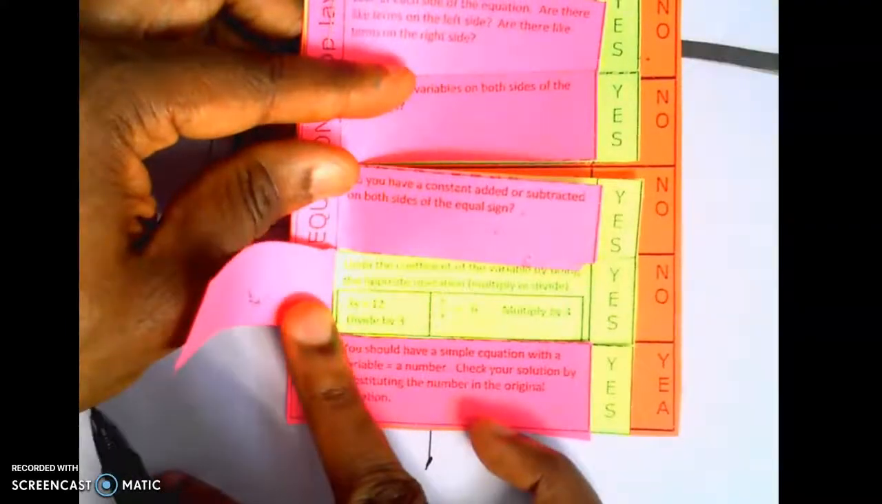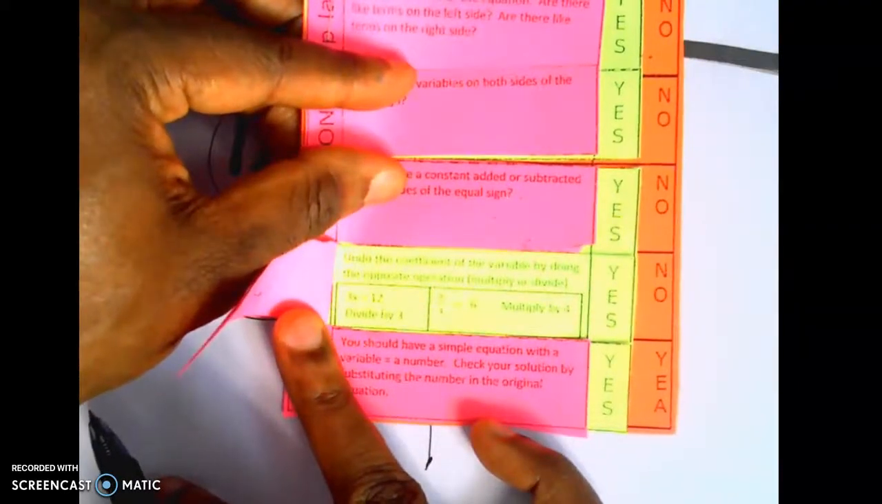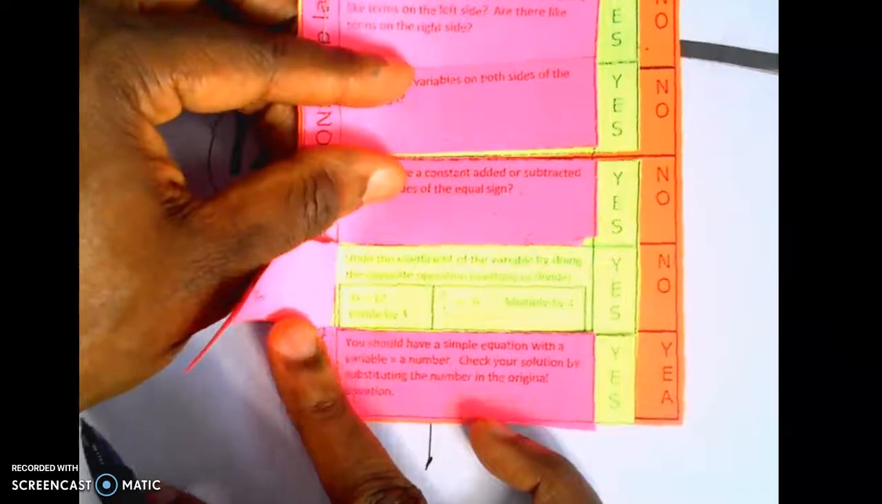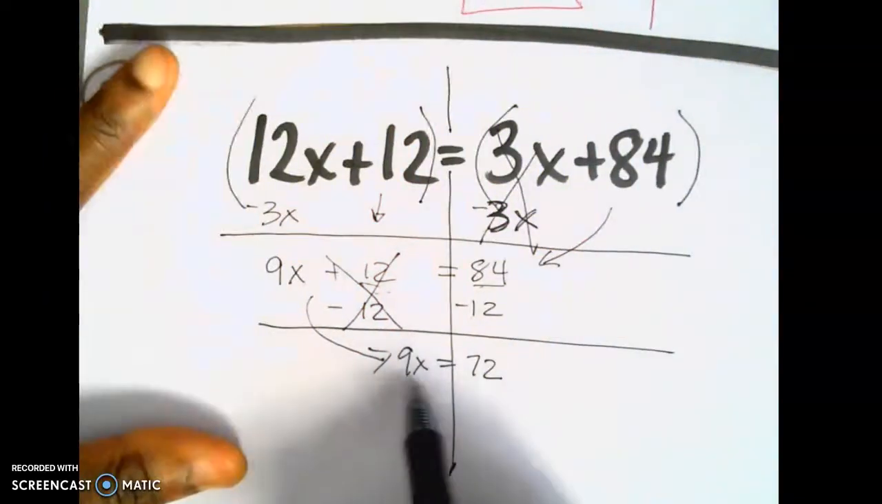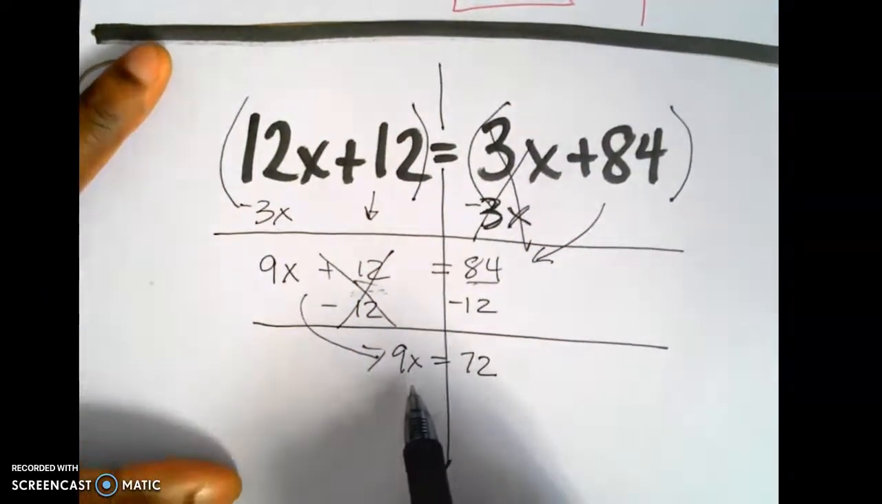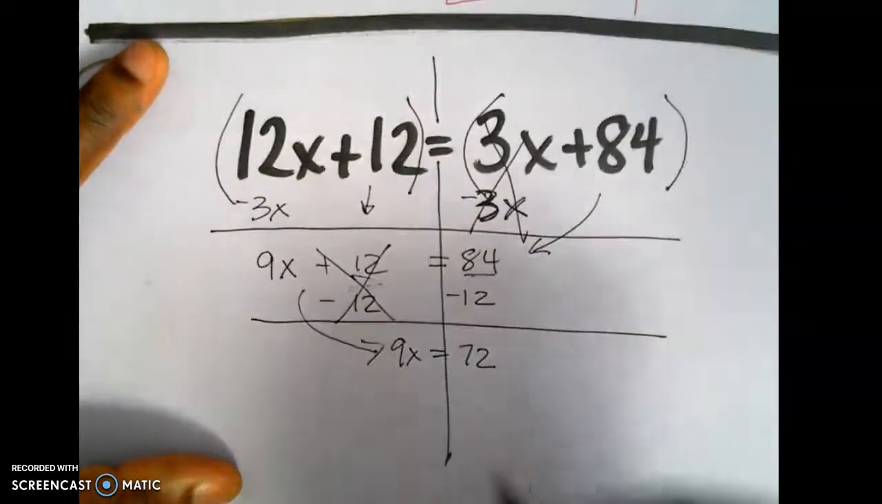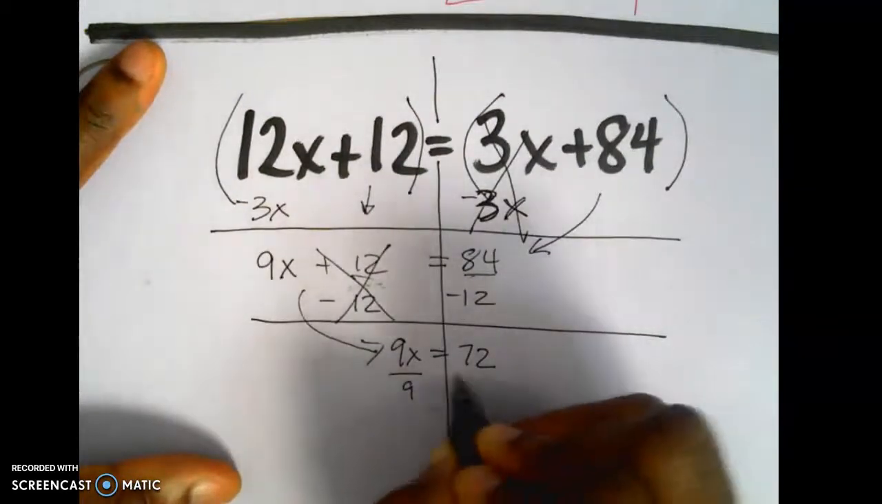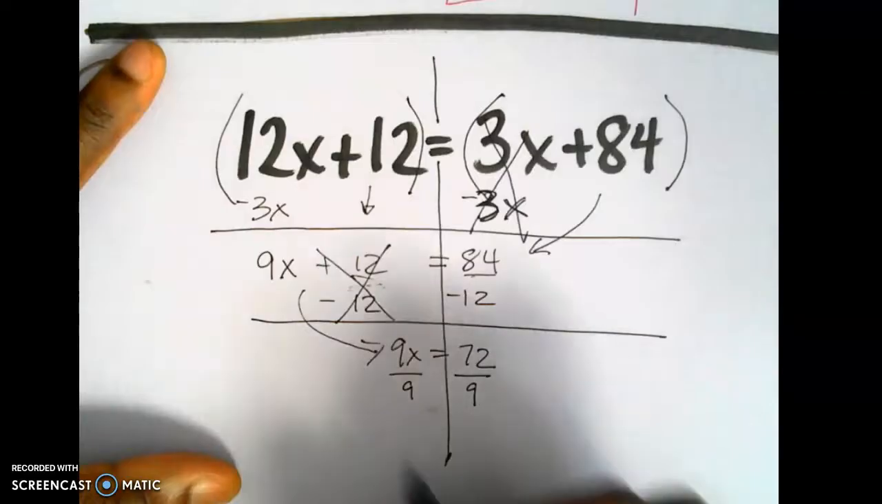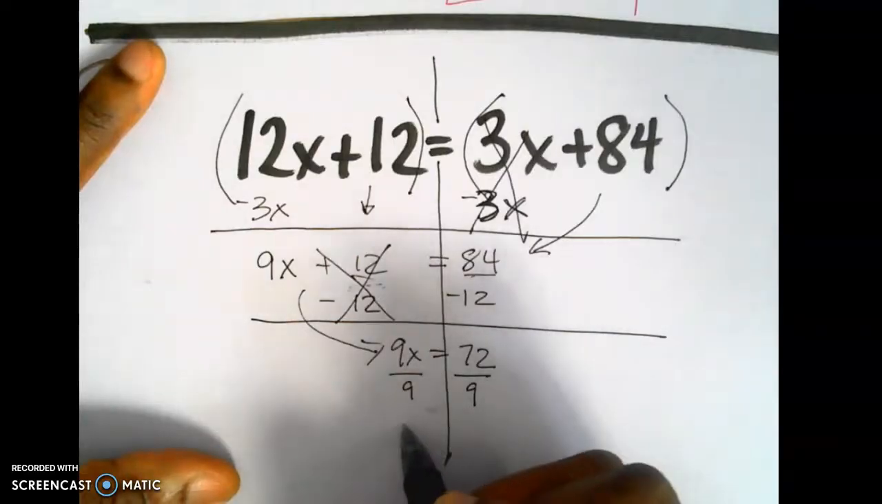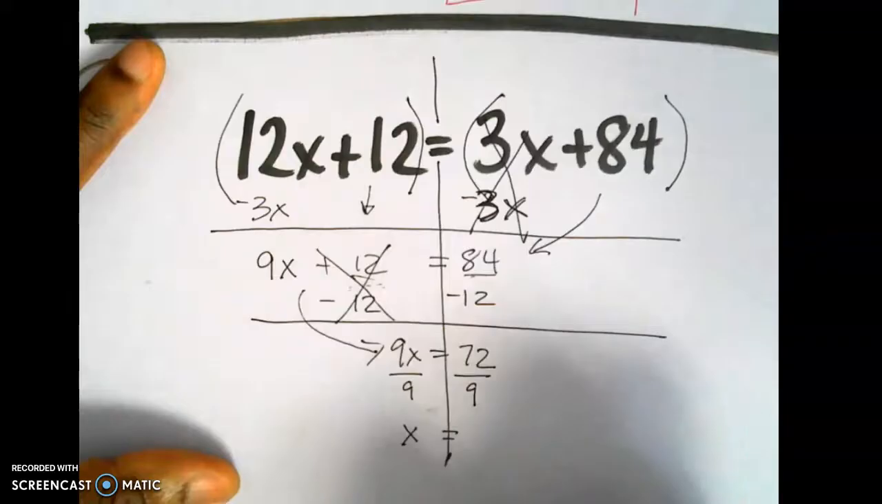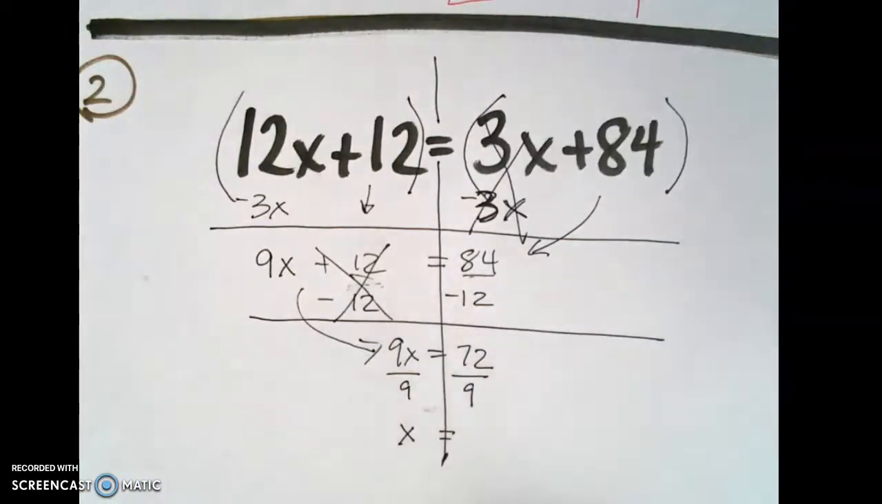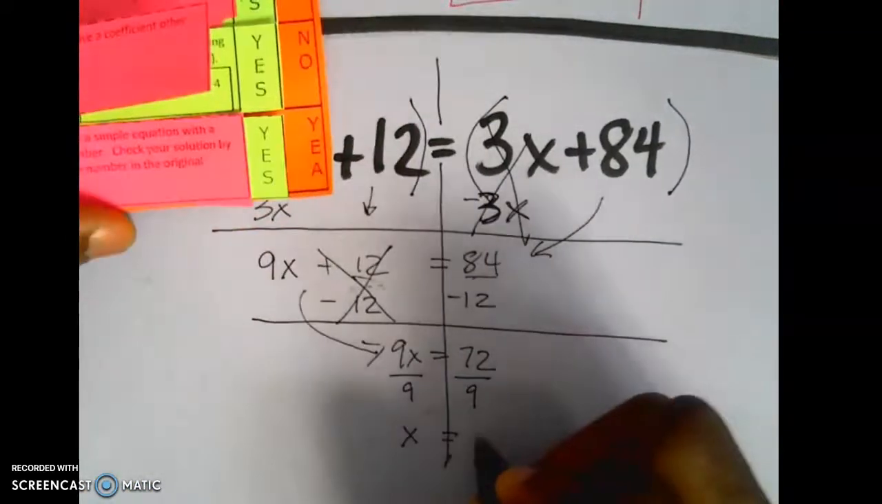Now, bringing back my tool, does your variable have a coefficient other than 1? In fact, it does. That's yes. And again, undo the coefficient of the variable by doing the opposite operation, multiply or divide. I know that this is a multiplicative relationship between 9 and x, and that's going to equal 72. So again, in order to undo multiplication, I'm going to divide, dividing each side by 9. Remember, only divide by your coefficient. Once I do that, I know that x is going to equal 8.